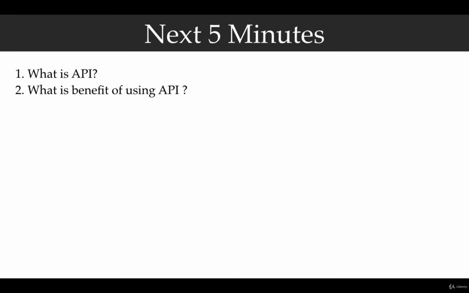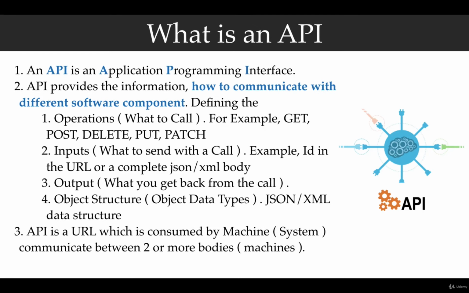In the next 5 minutes we are going to discuss what is API, how this works and what is the benefit of using APIs. So let's quickly start with what is API. API stands for Application Programming Interface. As its name indicates, this is an interface not for the human but for the machines. API is an interface for the machines where two or more machines can communicate with each other and exchange the data between them.